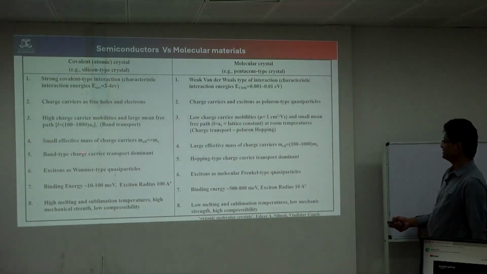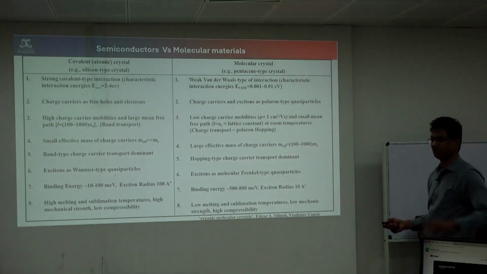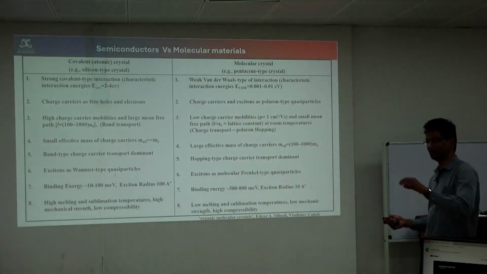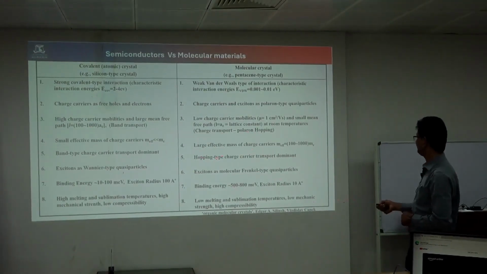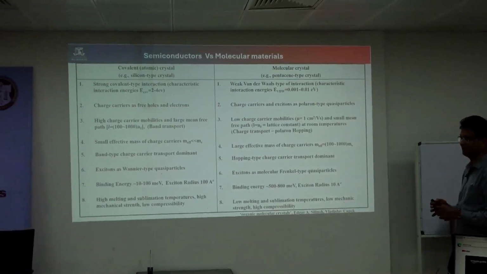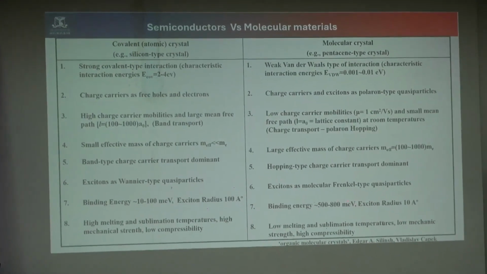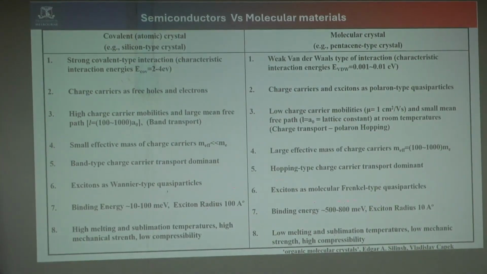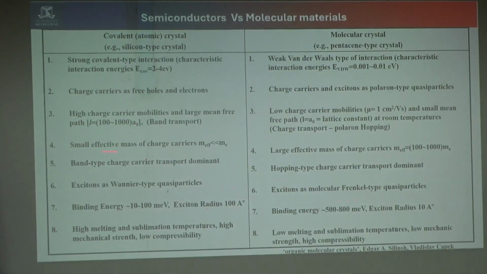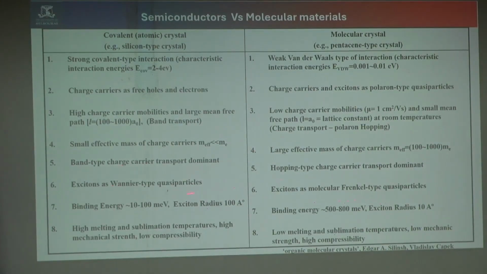And the charge carrier transport type is different. Here it is band-like transport, like valence band, conduction band transport. There, it is a hopping type concept. Hopping means it will hop from one point to another, like how a frog moves from one place to another. This is hopping transport here. Okay, and the exciton is a one-type. What do you mean by that?